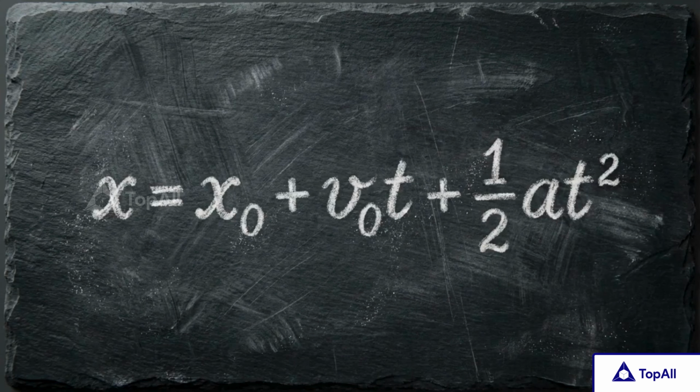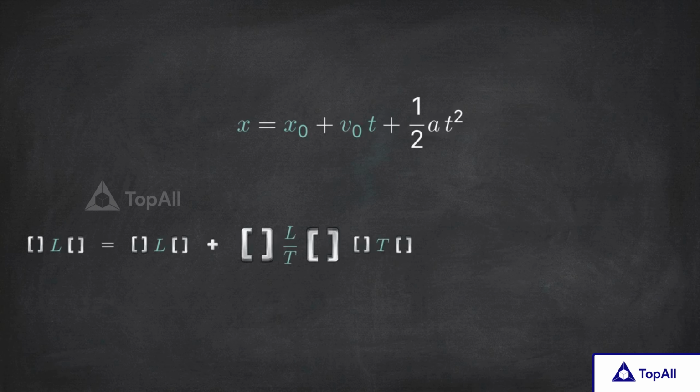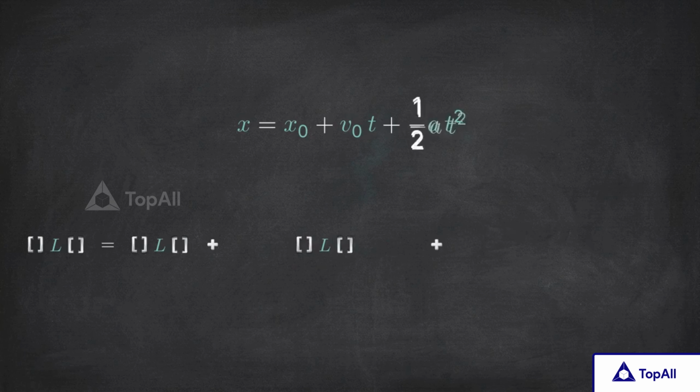Let's test this failsafe on a standard kinematics formula, the equation used to calculate the distance an object travels over a period of time. We start with the position variables, the final position x and the initial position x sub 0. Regardless of whether we are measuring millimeters or light years, their base dimension is simply length. Next is the velocity term. Velocity is defined as a length divided by time.